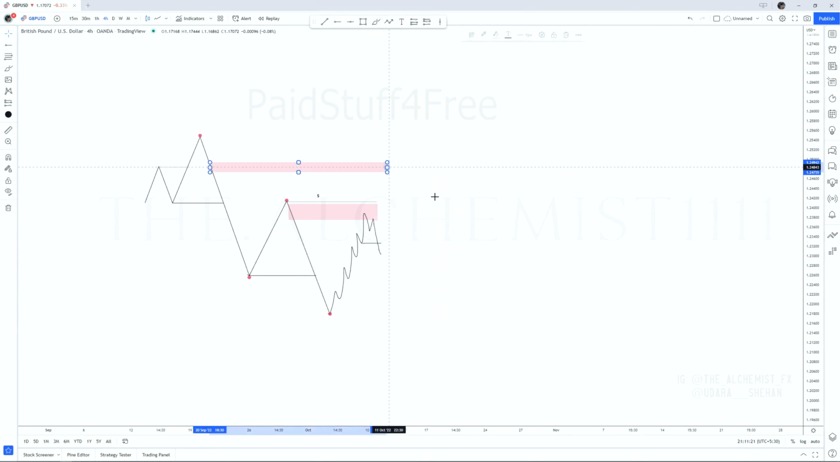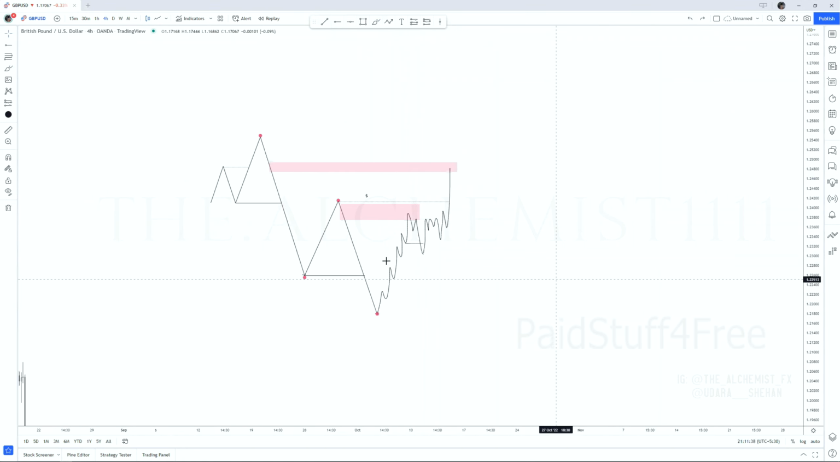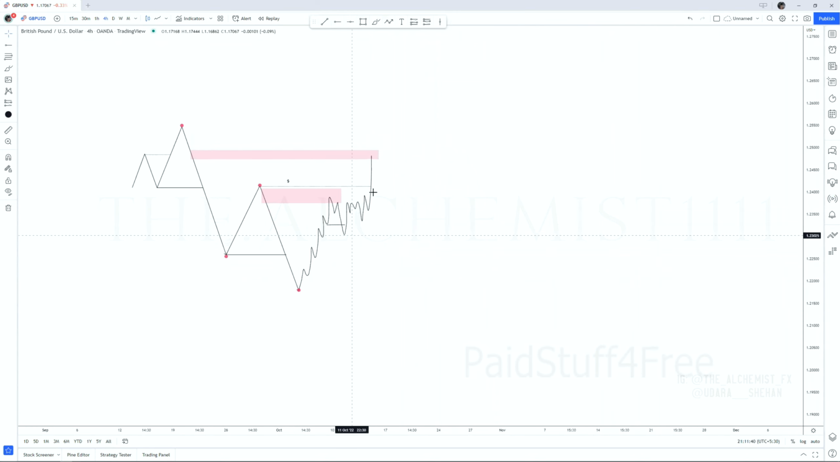But what happens now? When enough sellers have gotten into this market, smart money will step in and then they'll start placing buy orders, right? Why? To take out everyone that wanted to sell here. So now all of these stop losses are taken out, right? And then what happens now?